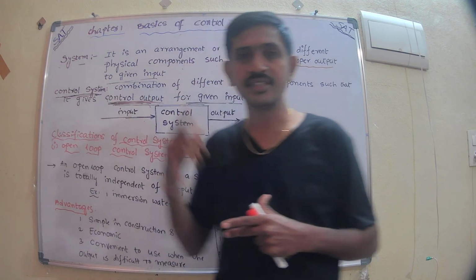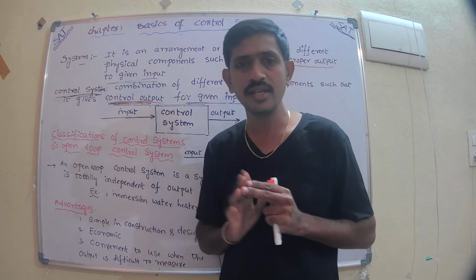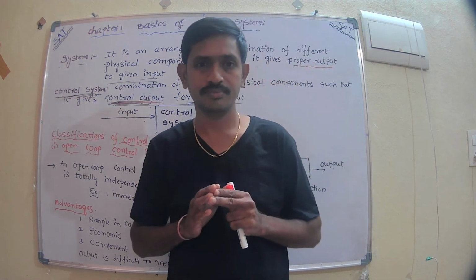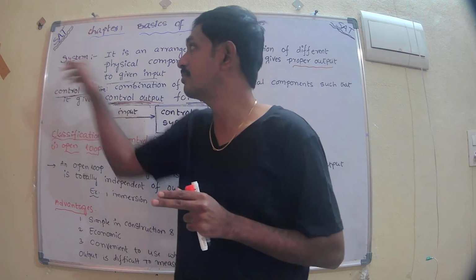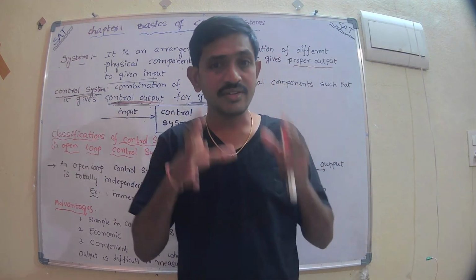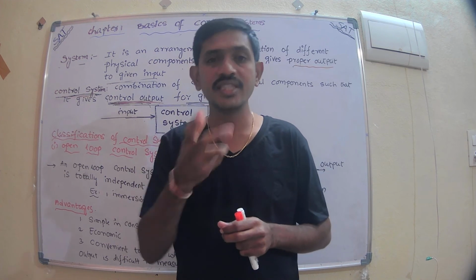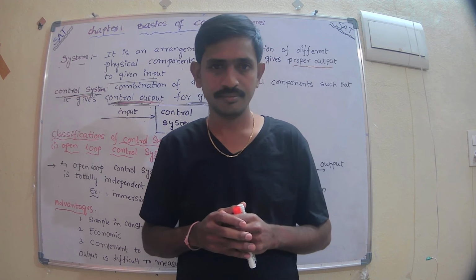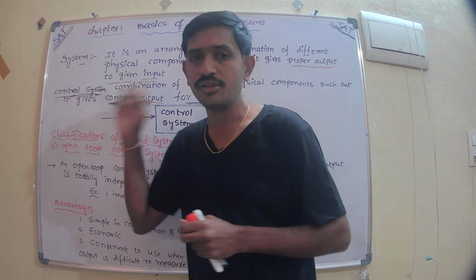In the previous case, it gives a proper output. In these two cases, both are giving output. But in case of a system, it gives a proper output. In case of a control system, it gives the controlled output. According to our convenience, we can change the output here. That is called a control system. I hope that you understood the difference between the system and control systems.